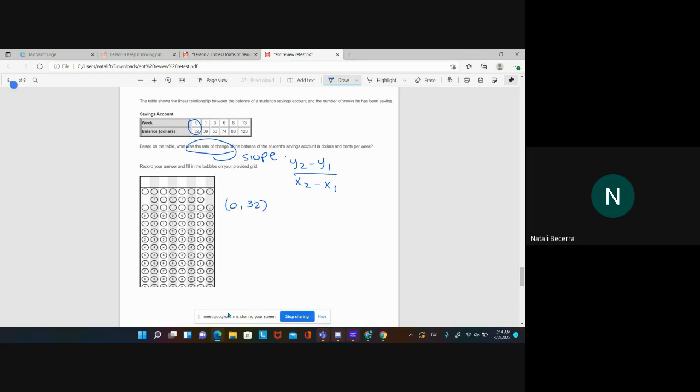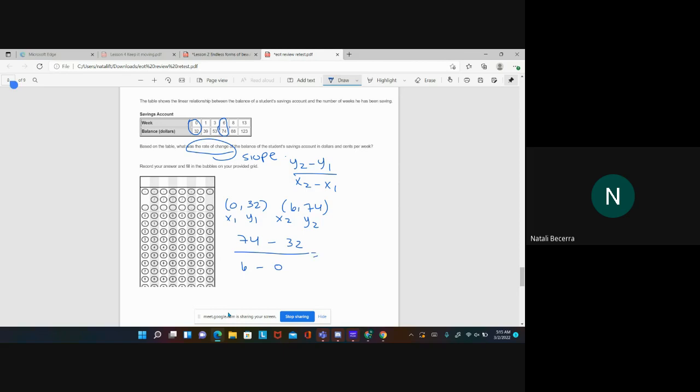And let's do, it could be any number, let's do this one. You could have picked any one. It still gives you the same answer. 6 comma 74. So how do I know what I'm going to plug into my equation? You have to label it first. So this is my first point, x1, y1. This is my second point, x2, y2. Now I can plug it into the formula. So y2 is 74 minus y1 was 32 over x2 was 6 minus x1 was 0.